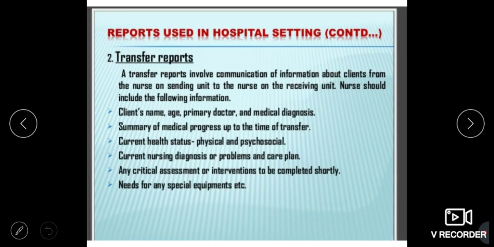This is a transfer report. The transfer report includes the nurse sending unit and the nurse receiving unit, the client name, age, primary doctor, medical diagnosis, which are all the contents needed in that transfer report. Summary of medical progress, if any allergy please mention, physical and psychosocial level, current nursing diagnosis, problems, critical assessment, need of special equipment or any care needed.